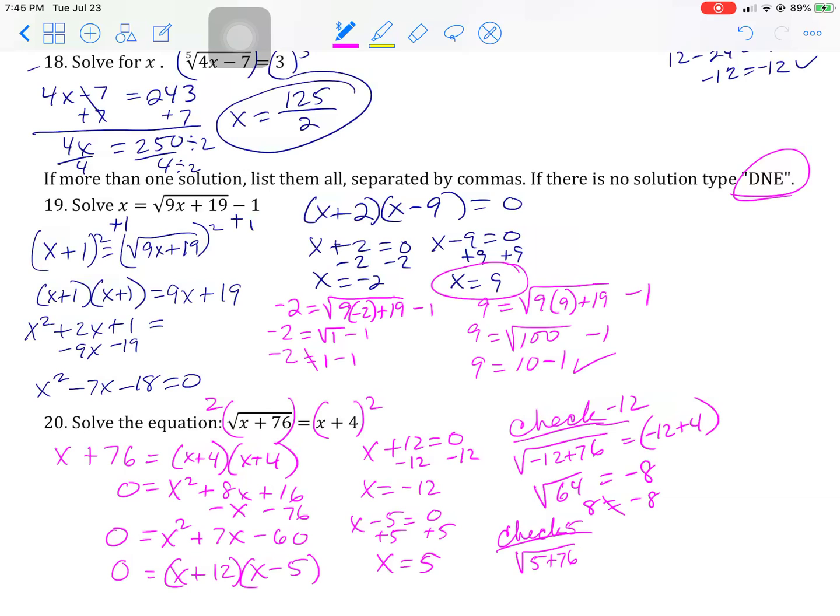5 plus 76 equals 5 plus 9. 76 is 81. Right? Equals 5 plus 4. Oh, I wrote a 9. That's what it is. Actually, that does work. Okay. So that's the answer to that one. So there is just one for those. Okay? That's the end of page 4.